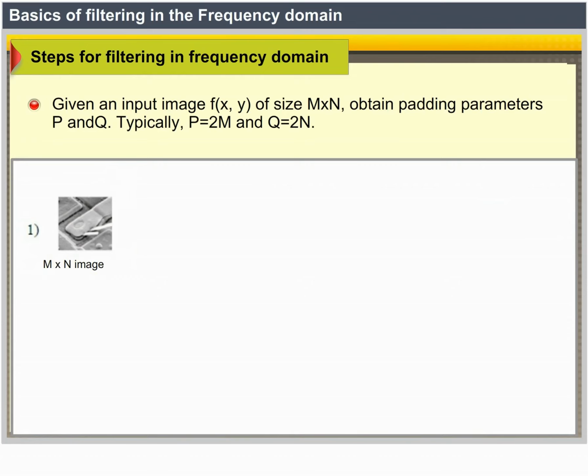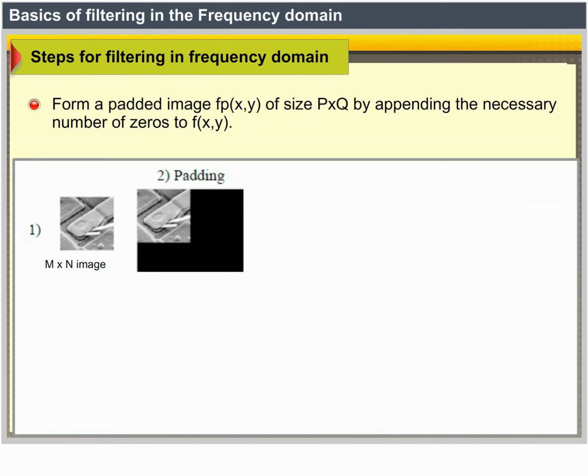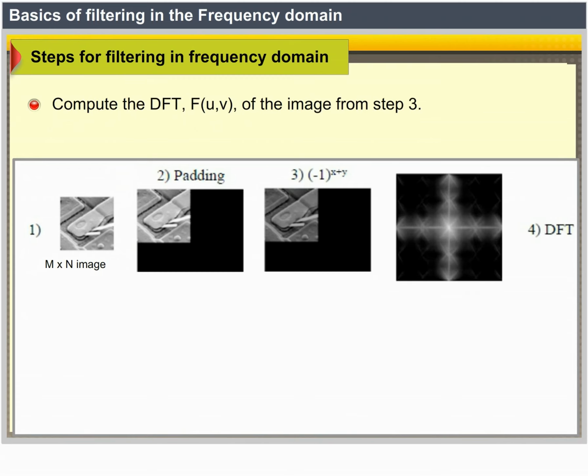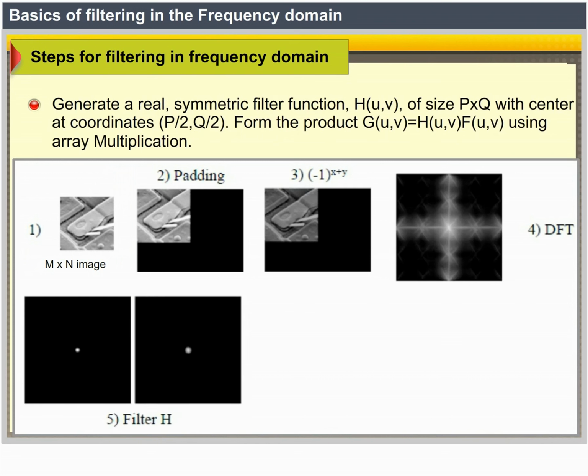Given an input image f of x, y of size M by N, obtain padding parameters P and Q. Typically, P equals 2M and Q equals 2N. Form a padded image fp of x, y of size P by Q by appending the necessary number of zeros to f of x, y. Multiply fp of x, y by minus 1 raised to the power x plus y to center its transform. Compute the DFT, F of u, v, of the image from step 3. Generate a real symmetric filter function H of u, v of size P by Q with center at coordinates P by 2, Q by 2.